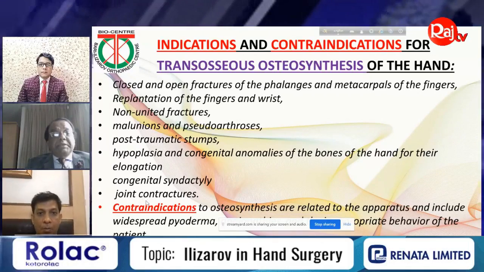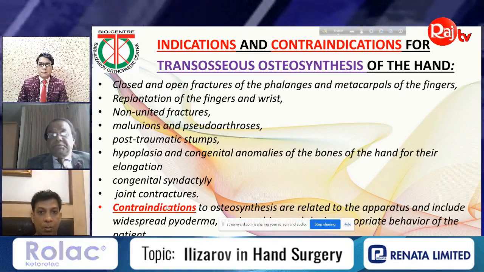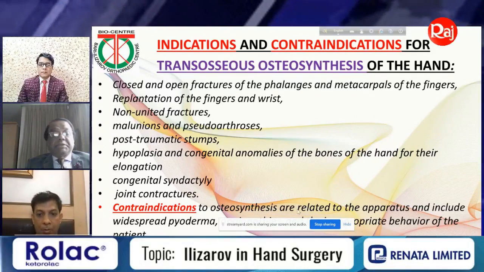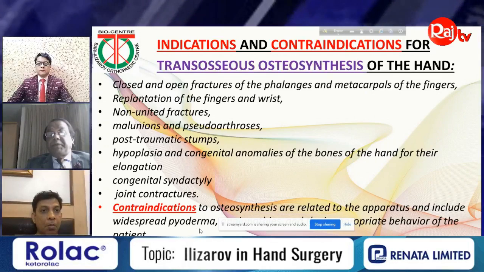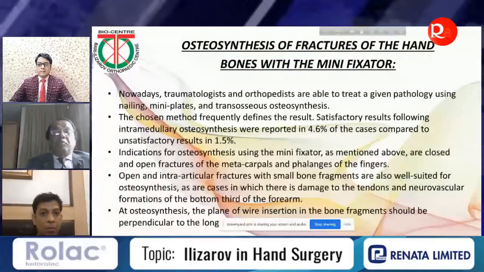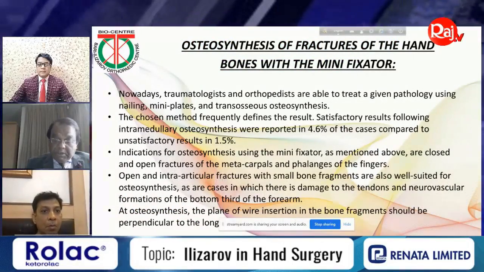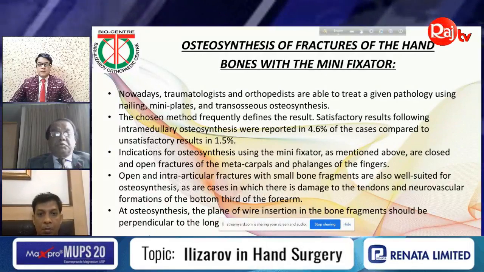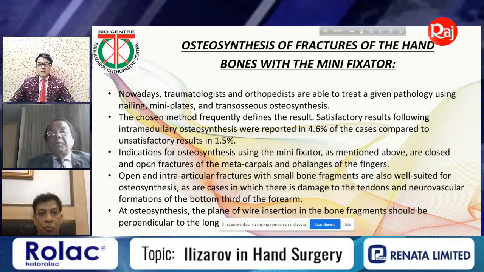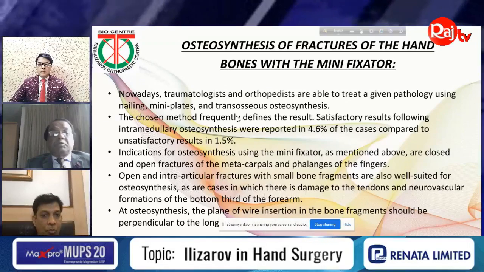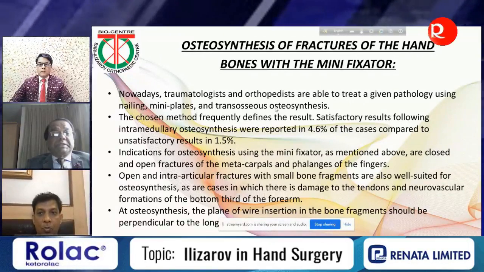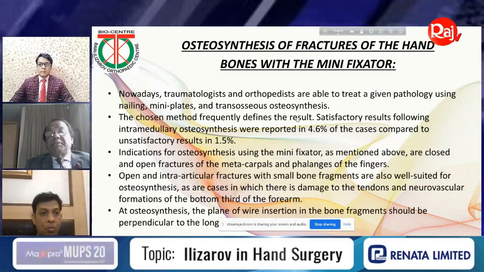Whenever we are talking regarding the contraindications, these are contraindications related to the apparatus, including the widespread pyodermia, inappropriate behavior of the patient. You can see here, whenever you are thinking about the osteosynthesis of the fracture of the hand bones with mini Ilizarov or mini fixator. Nowadays, orthopedists and traumatologists are able to treat a given pathology using nailing, mini plates, transosseous osteosynthesis. The chosen method frequently defines the result.